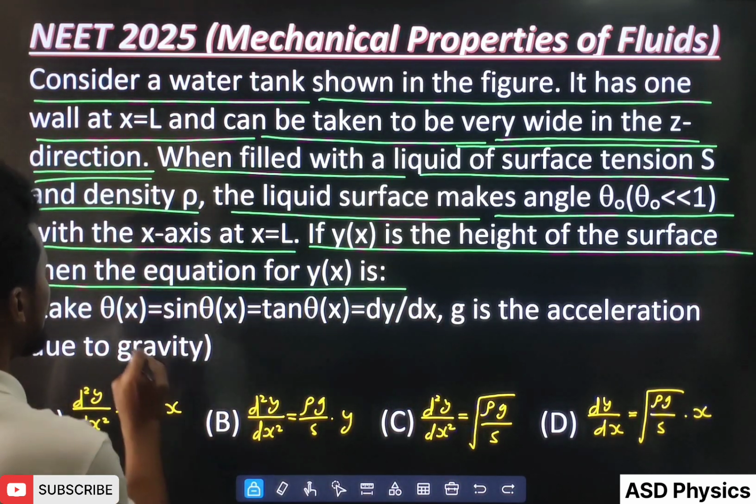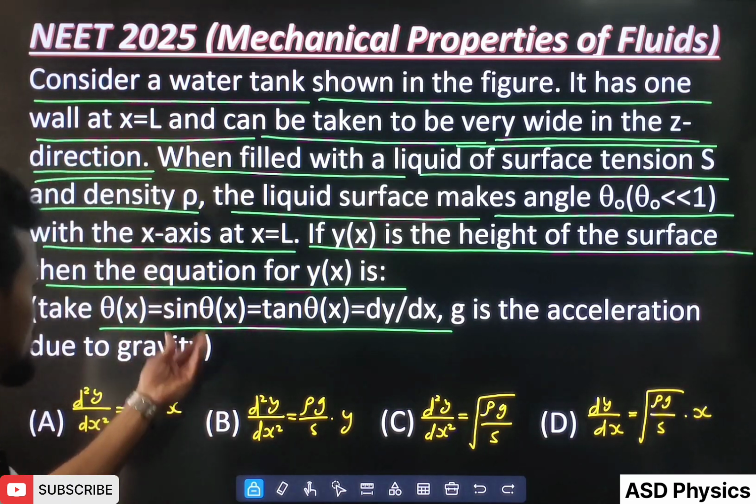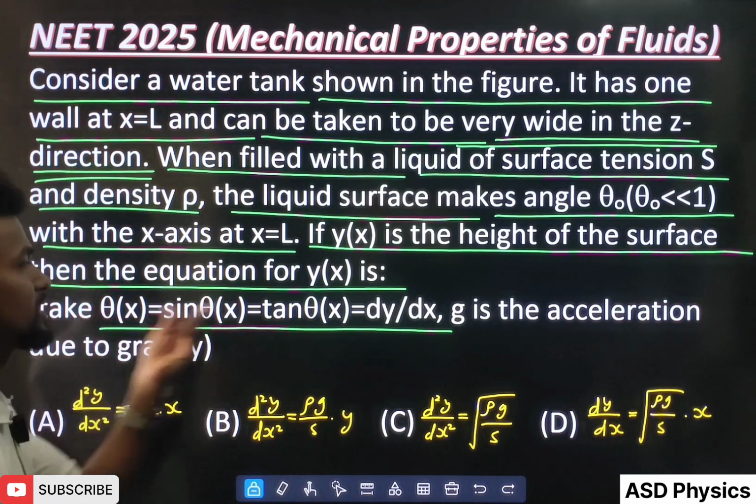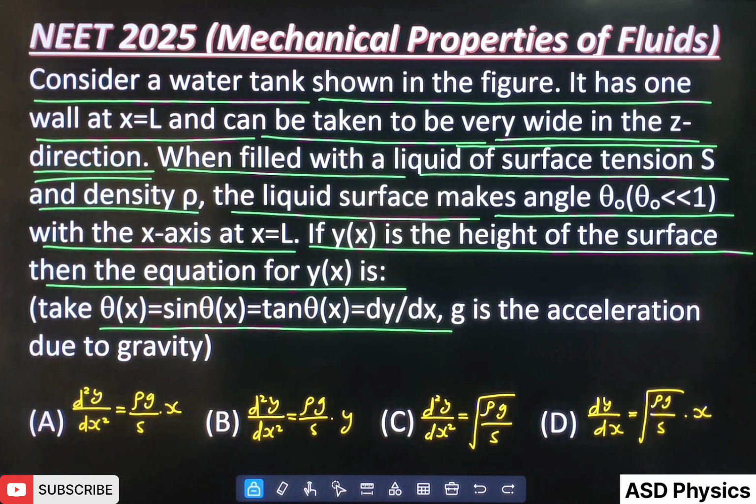Here we are using a mathematical approximation. When sine theta is very small, you know very well, sine theta, tan theta, and theta are equal, and we have to write it as dy by dx. And g is the acceleration due to gravity. Okay, and these four options are there.